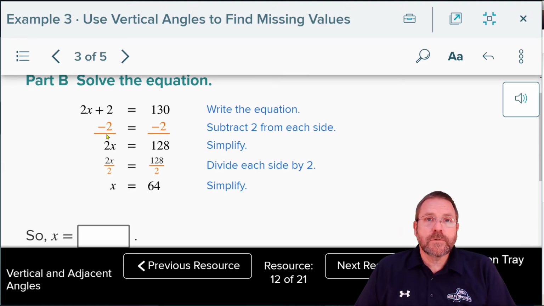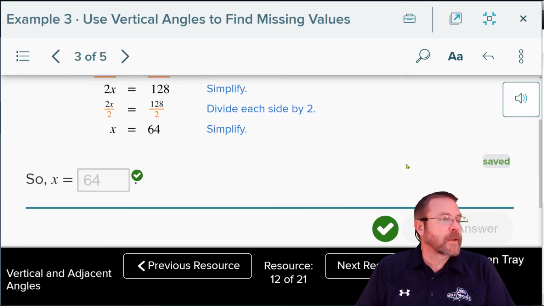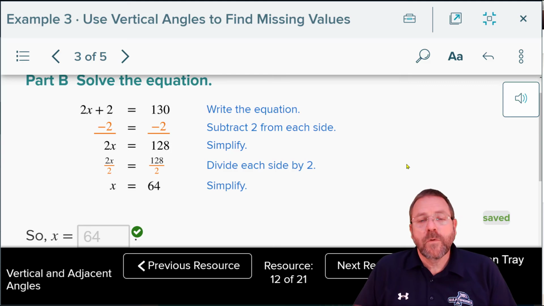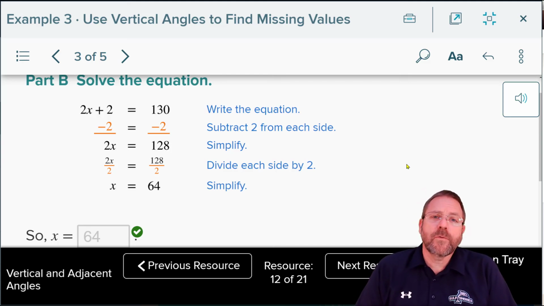These 2's are going to zero each other out, leaving 2x is equal to 130 minus 2, which is 128. Then they divided by 2 on both sides to finish isolating the variable. The 2 divided by 2 is 1. 1 times x is x. And 128 divided by 2 is 64. So your final answer is going to be x is equal to 64. Of course, that is showing your work. That is what I must see if you want to have credit for it on your homework tonight.